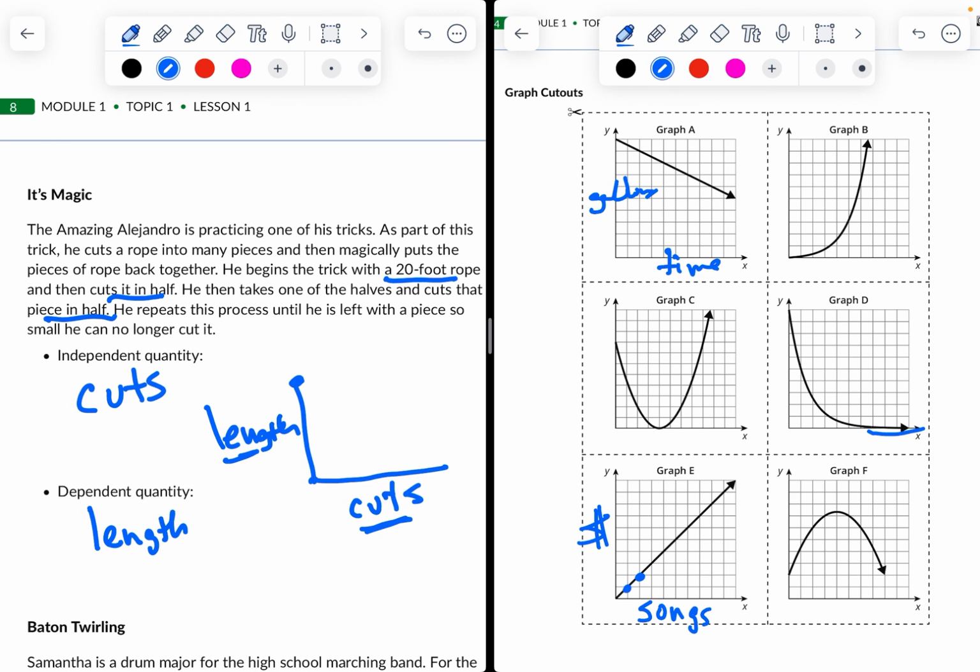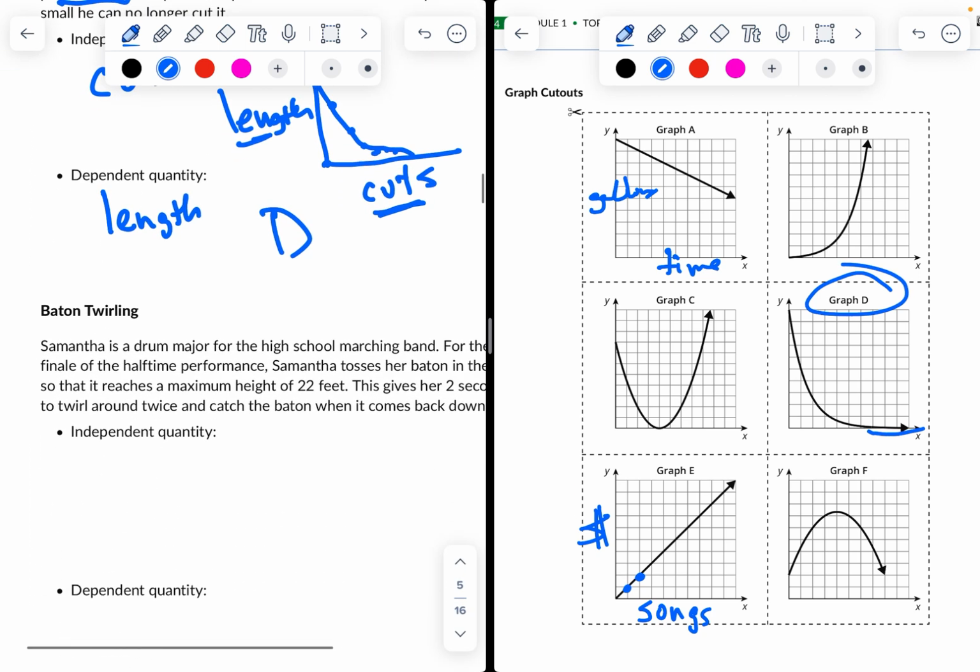And after 1 cut, my rope is half as long. After 2 cuts, my rope is half as long as that. After 3 cuts, my rope is half as long as that. After 4 cuts, my rope is half as long as that. And it's getting to where you're really, really tiny. You're running out of room to kind of cut this thing in half. When you look at your pictures over here, it looks like that's going to be graph D. Graph D over here on the right side of the page is the one that looks most like that, okay?